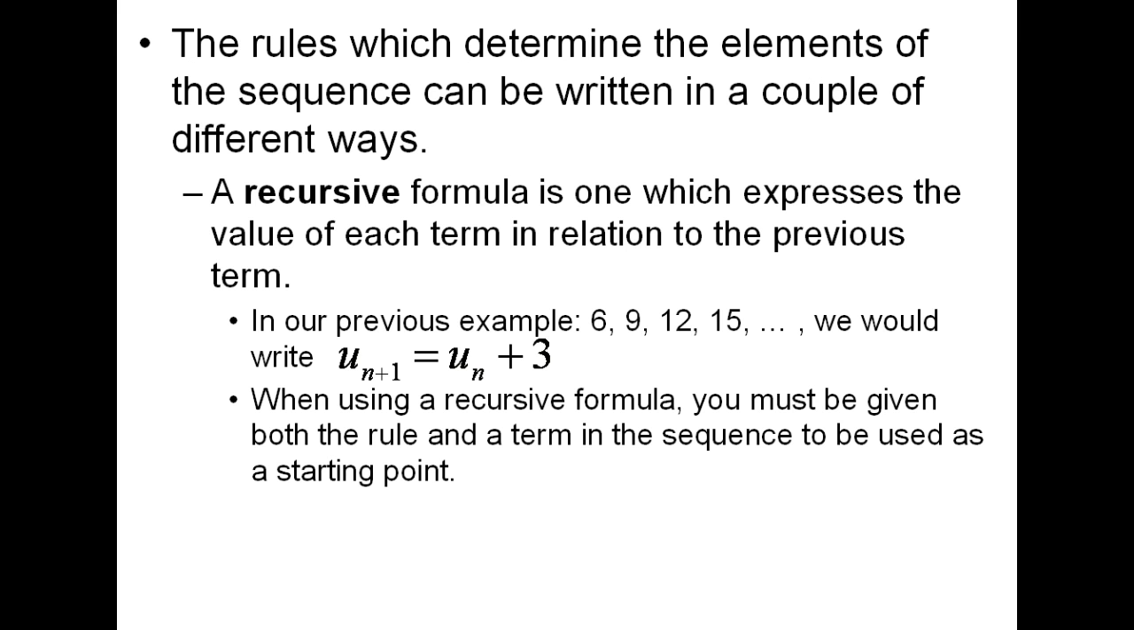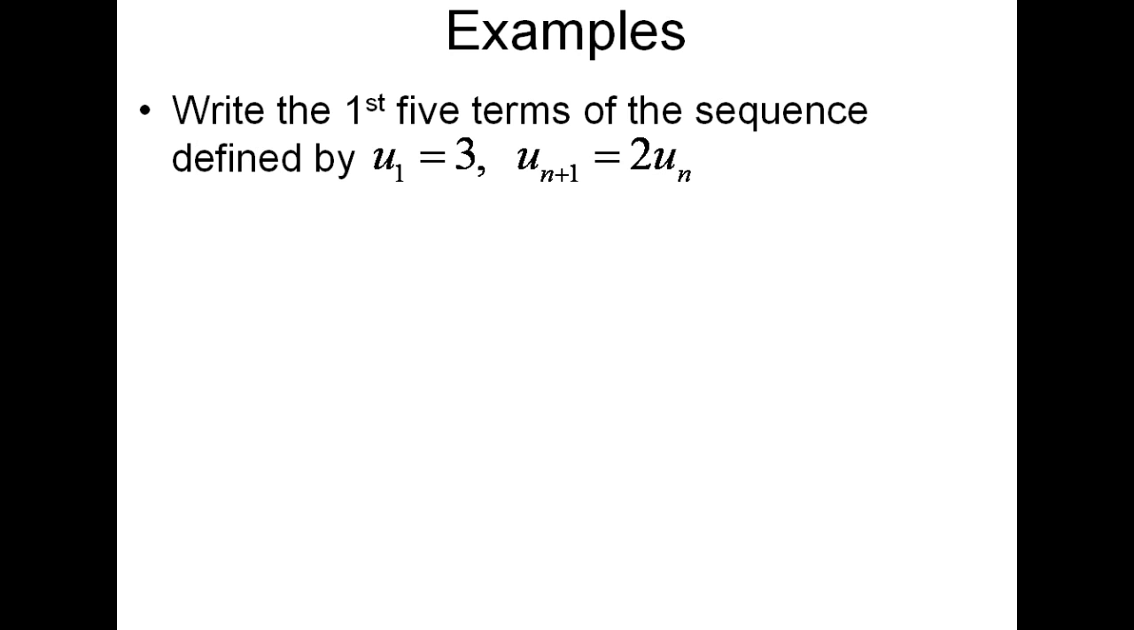When using a recursive formula, though, you've got to be given both the rule and some term in the sequence to use as a starting point. So if it says write the first 5 terms of this sequence where U sub 1 is 3, and U sub n plus 1 then is 2 times U sub n. So if U sub 1 is 3, U sub n plus 1, so that is U sub 2, is going to be 2 times U sub 1, so that's going to be 6.